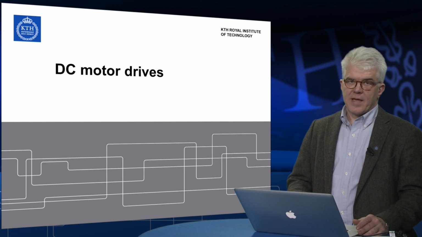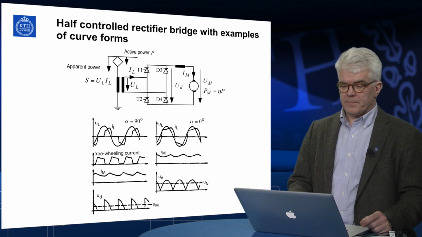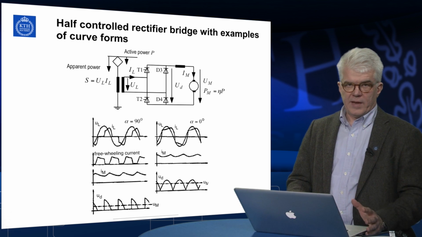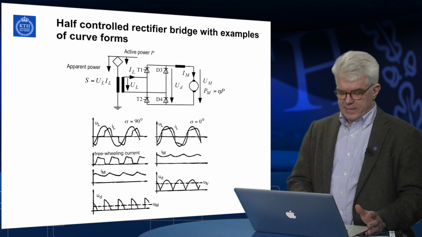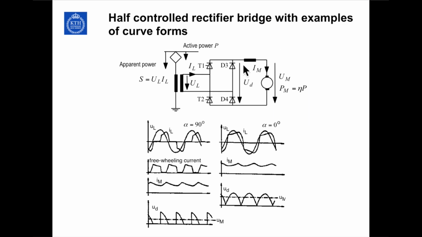Hello, let's now have a look at DC motor drives, where we apply the DC motor to different traction applications. First, feeding from AC supply, and as I mentioned before, we will use some kind of a diode or thyristor rectifier. Historically, we had diode rectifiers with transformers with tap changers, so we could vary the input voltage.